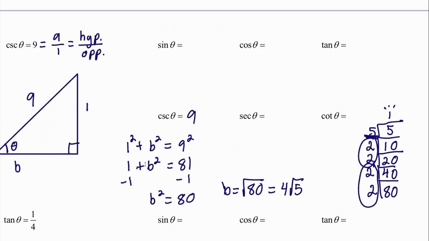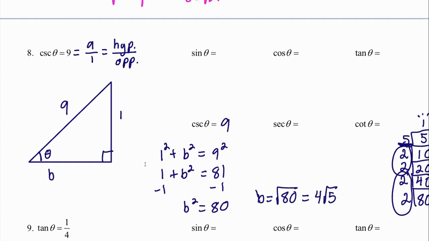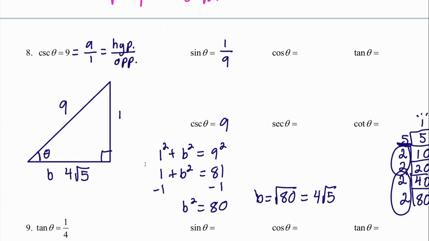Alrighty. So moving on to find the other kind of trig. So again, sine is going to be the opposite of, or the reciprocal of cosecant. So again, now we know that this is 4 root 5. So instead of 9, it's going to be 1 over 9, right? We're taking that fraction and we're flipping it. Cosine is going to be the adjacent, which is 4 root 5, over the hypotenuse, which is 9. And tangent is going to be the opposite, which is 1, over the adjacent, which is 4 root 5.